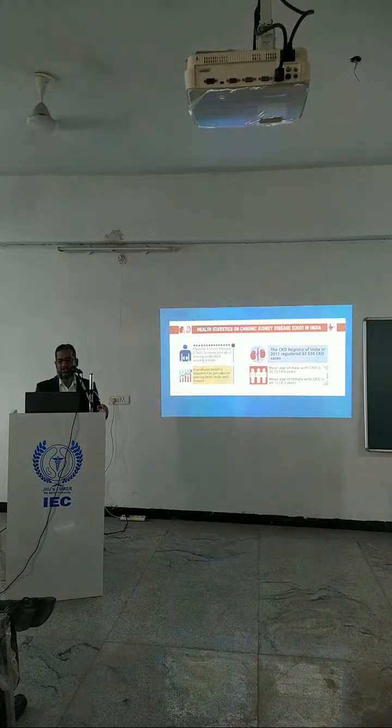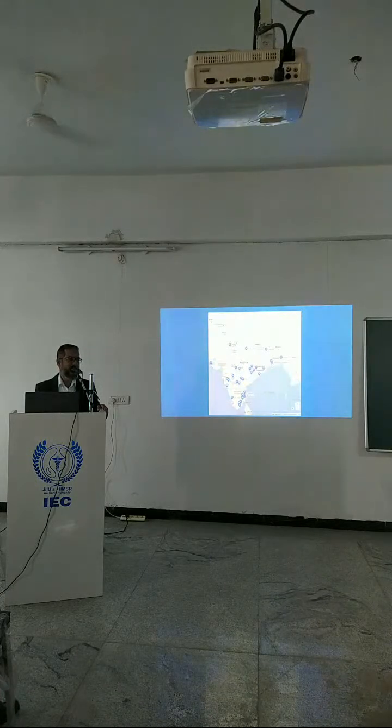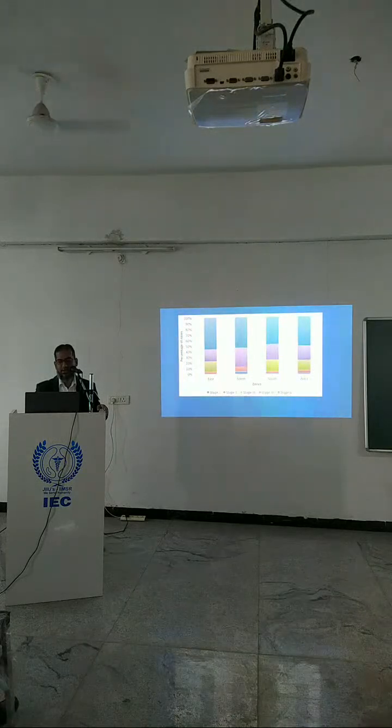This is another, we have the CKD registry of India, and they have registered 63,538 cases in their registry system, and the mean age of males is 50.7 years and females is 48.1 years. Now this Indian map shows you the areas where we find more cases. So it is Central India and South India where more cases of CKD are found. This is another according to the zones: East zone, North zone, South zone, and West zone.